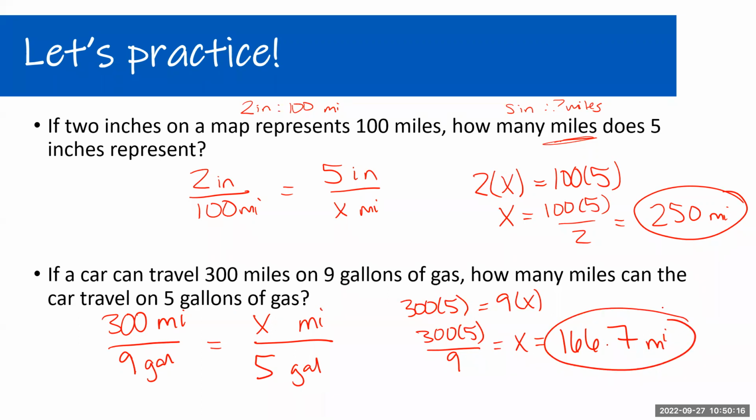Okay. Now again, you can notice it works the same. If you had put 9 gallons per 300 miles equals 5 gallons over x miles, you're still going to get 300 times 5 equals 9 times x. Okay. So it doesn't matter as long as you are consistent in the way that you write it. Gallons on top of miles or miles on top of gallons. Just make sure you do it that way for both fractions.